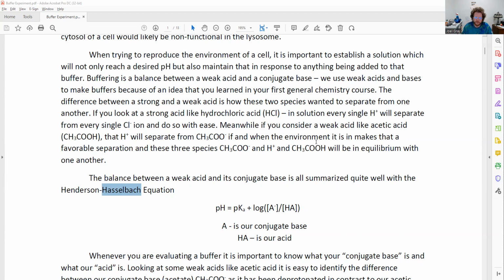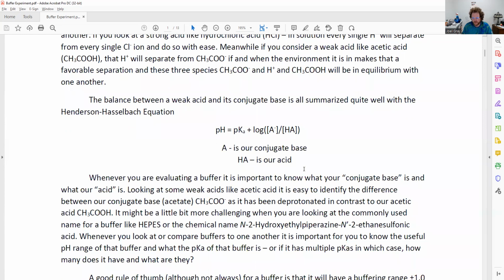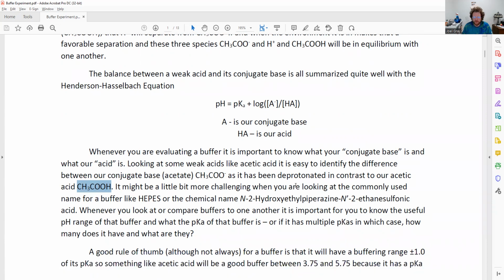So the Henderson-Hasselbalch equation is pH equals pKa plus the log of the concentration of the conjugate base divided by the concentration of the weak acid. So we look at the ratio of our conjugate base to our acid. If you look at something like acetic acid, for instance, then your acetate ion displayed here is the deprotonated form, or our base, and CH3COOH is our acid. So we look at a ratio of those two to one another, and we look at the pKa, and we can prepare a buffer based on that.